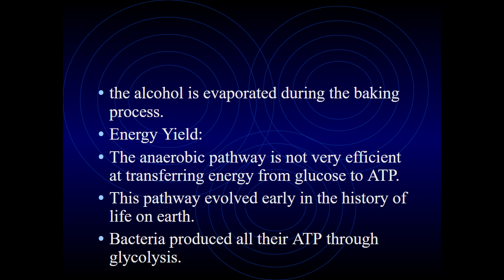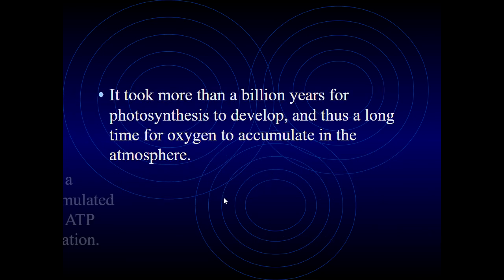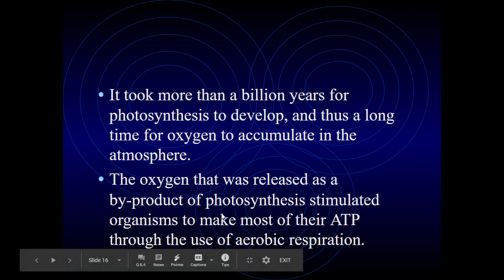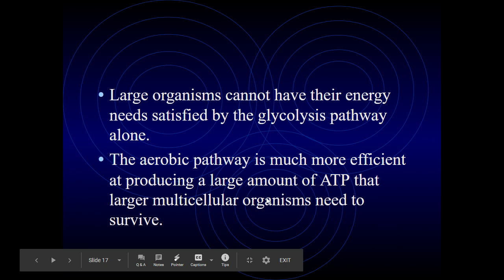Bacteria produced all their ATP through glycolysis. So if you look at 1 billion years, photosynthesis developed over a long time for oxygen to accumulate in the atmosphere, because you're taking these single celled algae and having to take in all this sunlight to be able to create all this oxygen. Oxygen was a byproduct of photosynthesis, and this is why we have a large amount of oxygen in our atmosphere, creating the evolution of these organisms to use aerobic respiration.